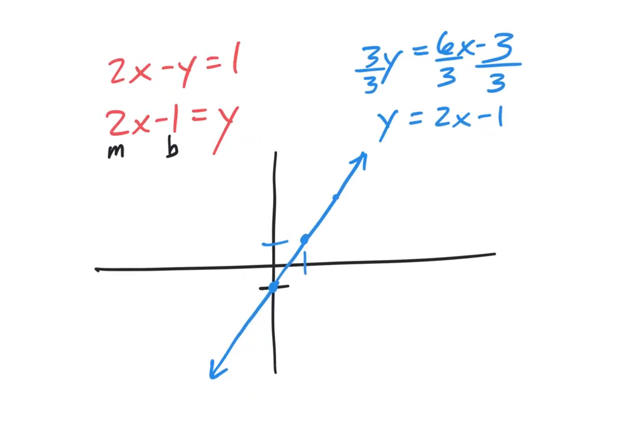So every point that falls on this line is considered to be a solution. So there's a bunch of solutions. And so the way that we say this is infinitely many solutions.